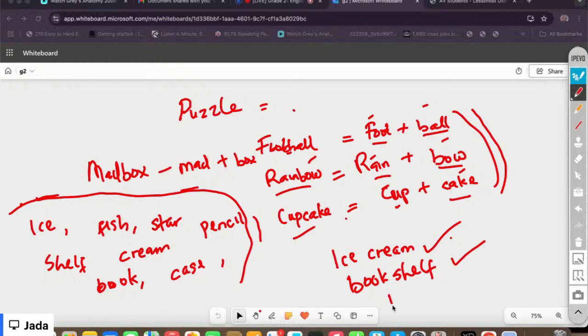Good job. We have pencil case. Pencil case. That's a compound word. Good. Pencil case. And one more.